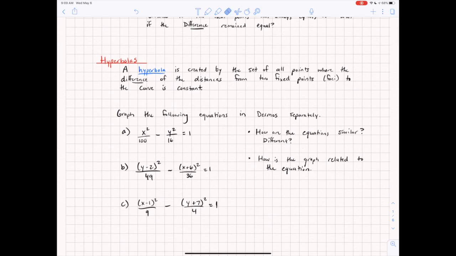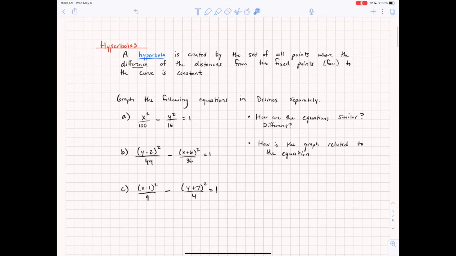Now, if you look at the root word of hyperbola, it's very similar to parabola. You can notice the "bola" at the end, but this is "hyper-bola." The reason it's called that is, as you're going to see when we graph these next three examples, it's essentially two parabolas, both opening in opposite directions. They'll either open vertically, along a vertical line, or they'll open along a horizontal line.